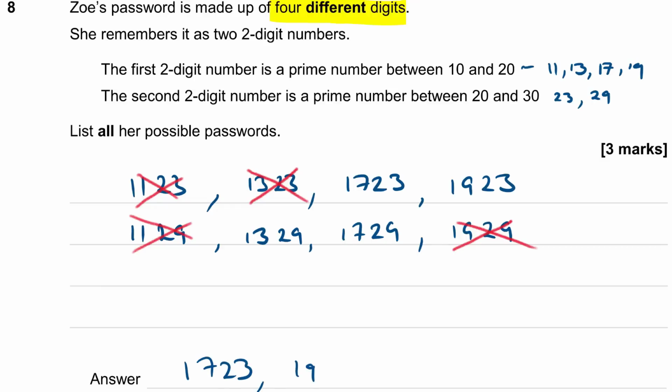1723, 1923, 1329, and 1729. So, moral of the story, always read the question again.